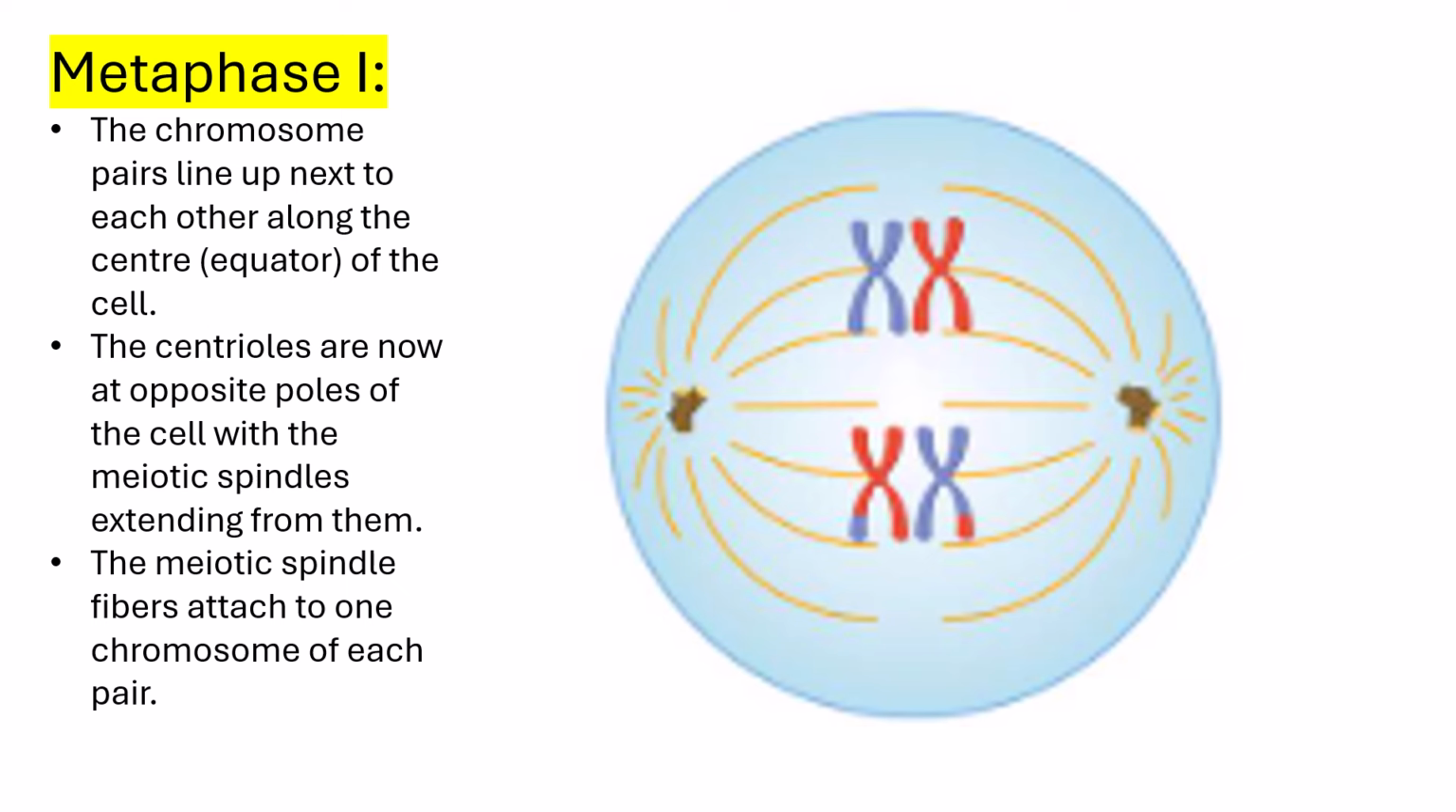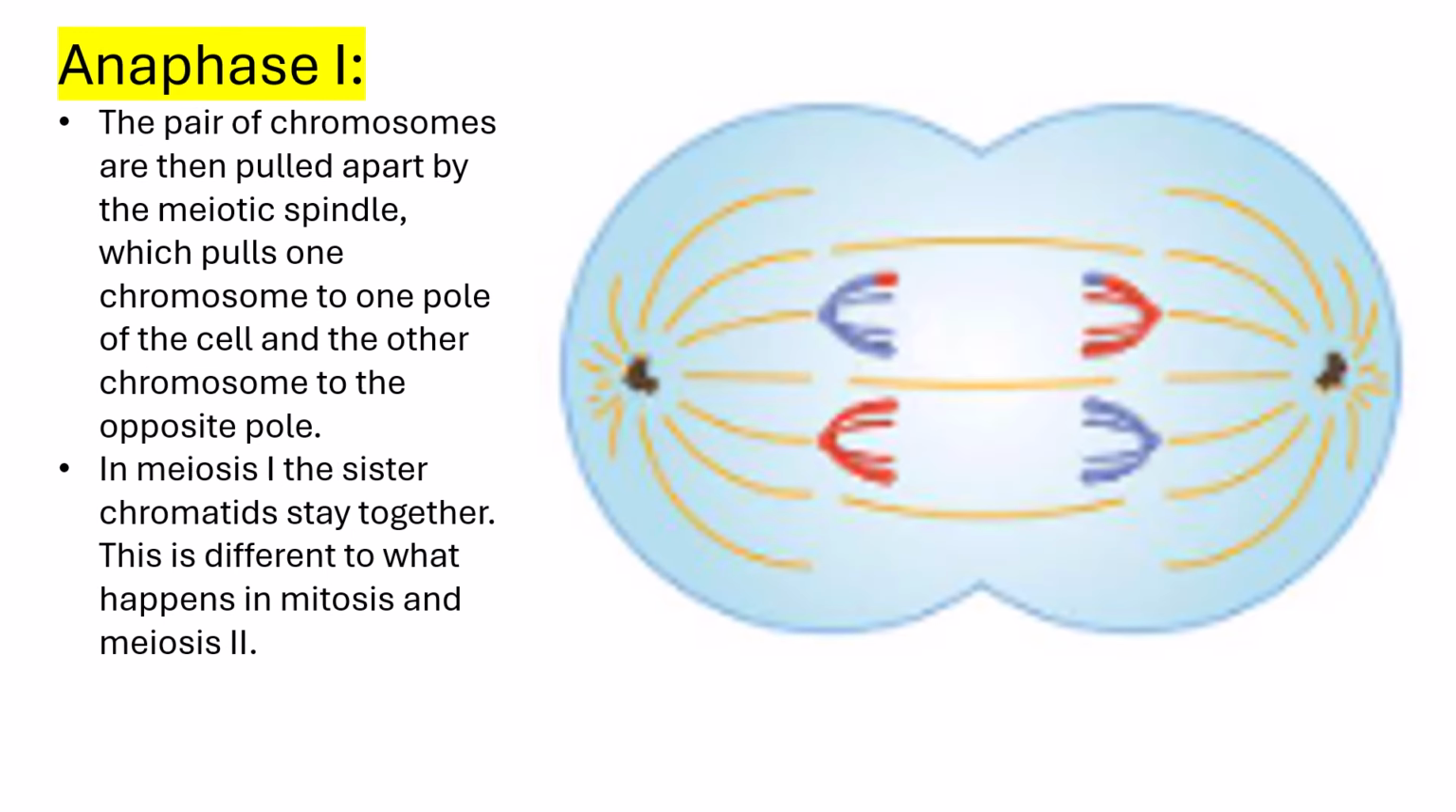The centrioles are now at the opposite poles. Now these centrioles, 1 and 2, are on the opposite poles with the spindles, right? Very soon they'll start extending and pulling the chromosomes apart. The meiotic spindle fibers attach to one chromosome of each pair, so just one here and one here. They will attach to it and then pull them apart.